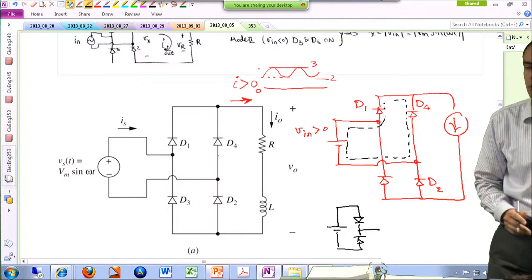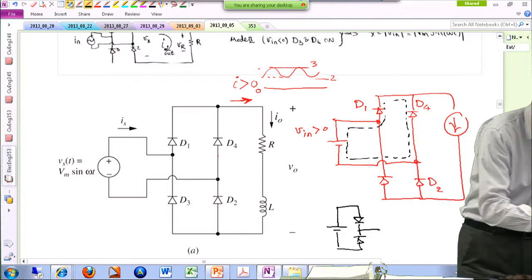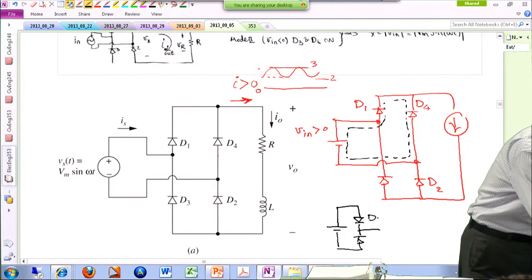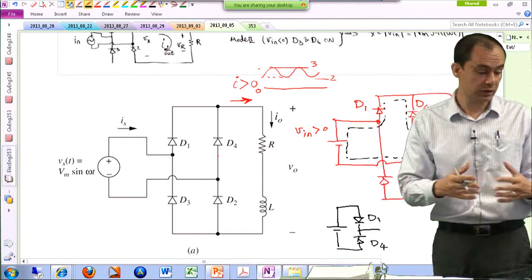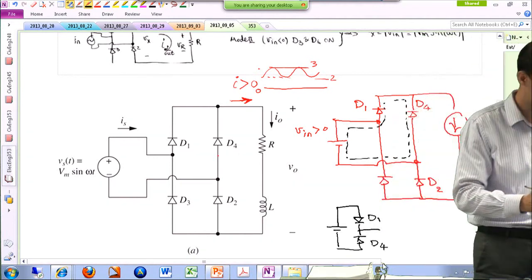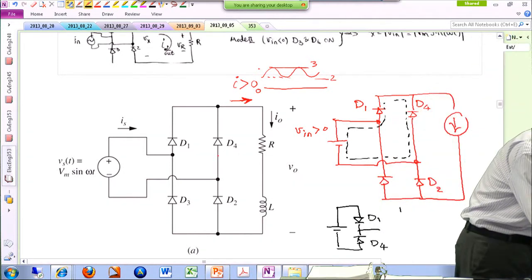I'm just redrawing this loop again. On the top one is D1, the bottom one is D4. So first of all, I know they both cannot be on. I know that they both cannot be off. Now let's assume, what if D1 is off and D4 is on?